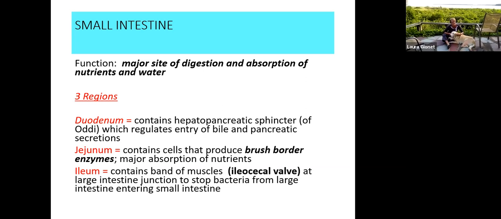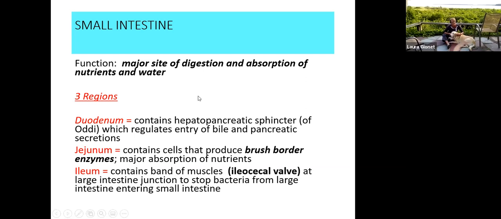Once we get to the large intestine, we are pretty much done, with few exceptions, for absorbing nutrients and chemically breaking down anything. Now we're just pretty much at a last ditch effort. We're absorbing some molecules, we're storing and forming feces. That's it. Okay, so we have three regions: the duodenum, the jejunum, and the ileum.